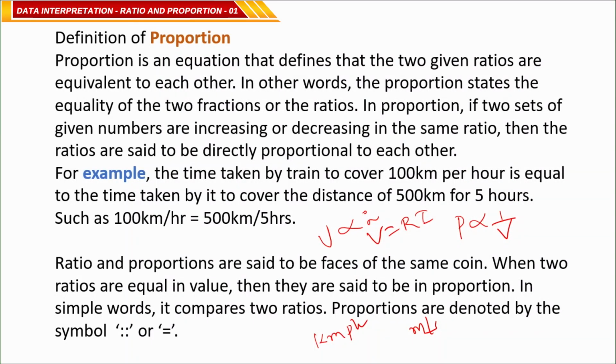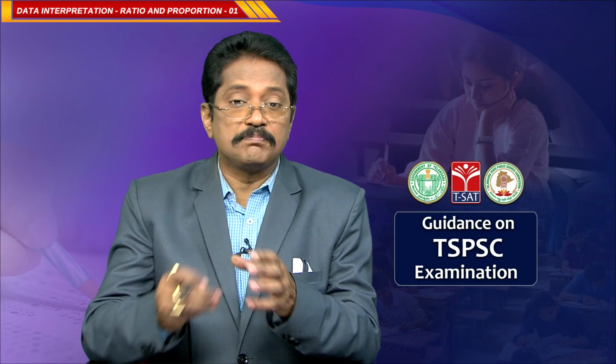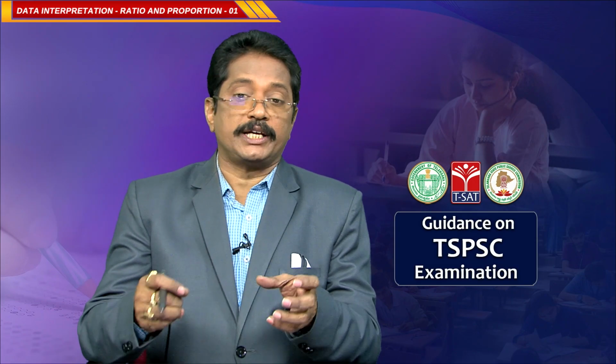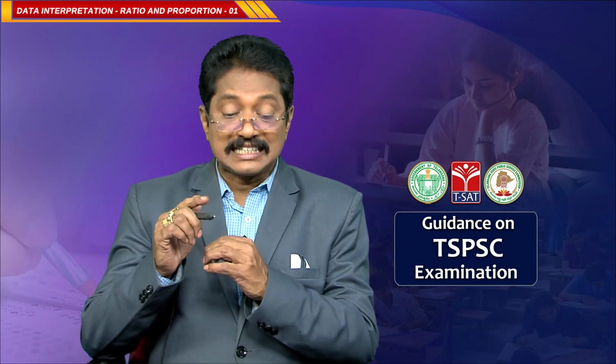The ratio and proportion are said to be faces of the same coin. You can't divide these two. When two ratios are equal in value, then they are said to be in proportion. So in simple words, it compares two ratios. Proportions are denoted by the symbol ::.